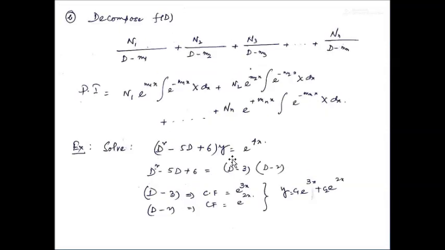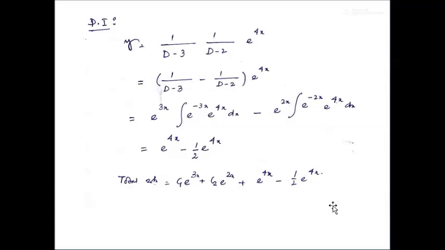Now suppose this is the equation: (D squared minus 5D plus 6) y equal to e to the power 4x. Now decompose this: (D minus 3) into (D minus 2). So the complementary function of D minus 3 is e to the power 3x, and the complementary function of D minus 2 is e to the power 2x. So y equals this complementary function, and the particular integral is 1 by (D minus 3), 1 by (D minus 2) of e to the power 4x. Now this can be written as 1 by (alpha minus beta), so 3 minus 2 equal to 1. So 1 by (D minus 3) minus 1 by (D minus 2) of e to the power 4x.